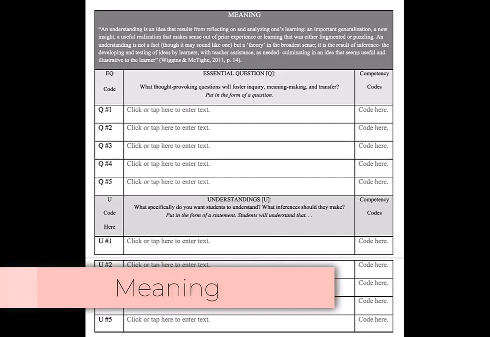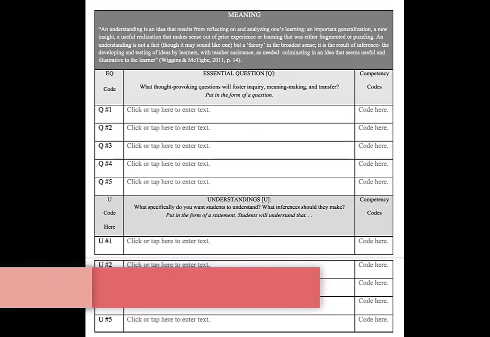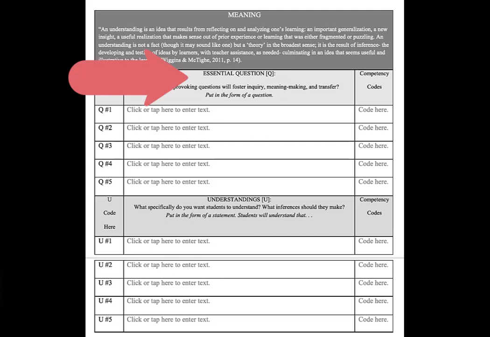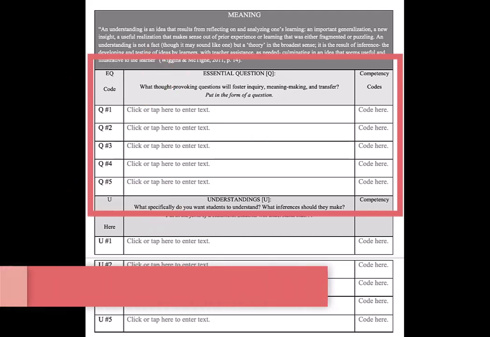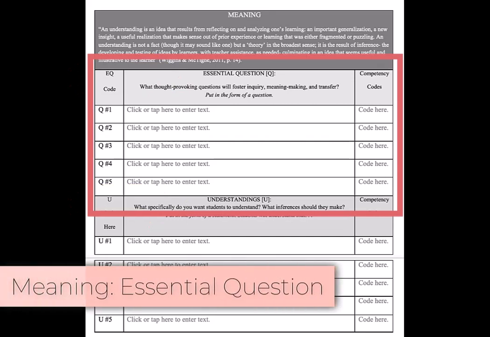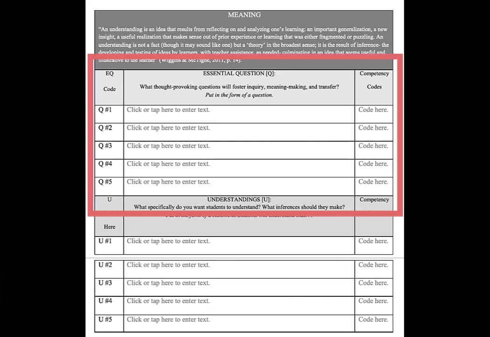Following the transfer section is the meaning section. This is divided into two different sections, one for essential questions and the next for understandings. Essential questions are the overarching questions that are meant to provoke thought and make the students wonder and transfer, which remember means be able to do by themselves after the unit is done. These should obviously be listed as a question and shouldn't have a simple answer to them.